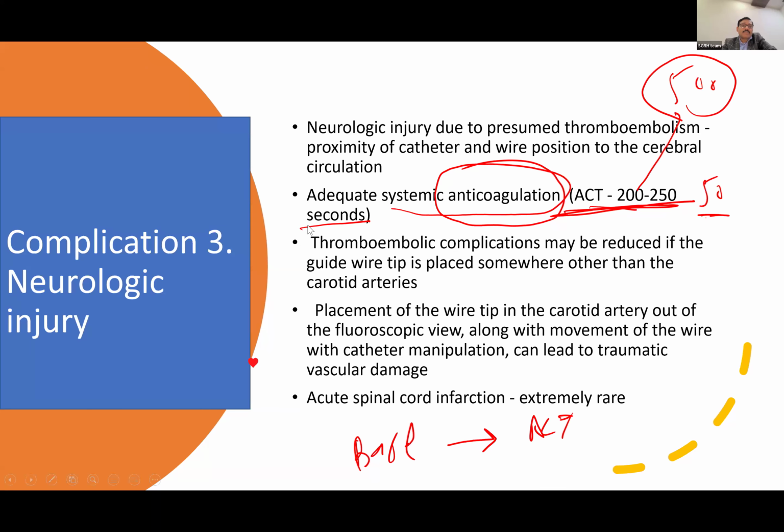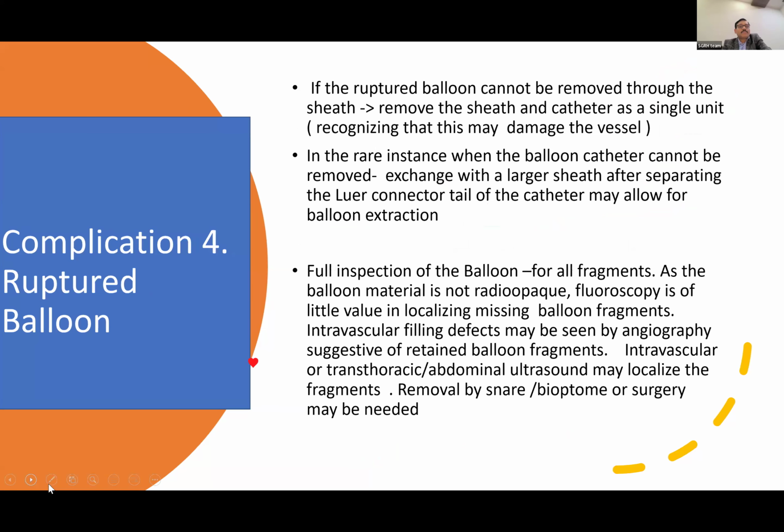You are puncturing the artery, and you may get an insult to the artery. Complication 4 is ruptured balloon.